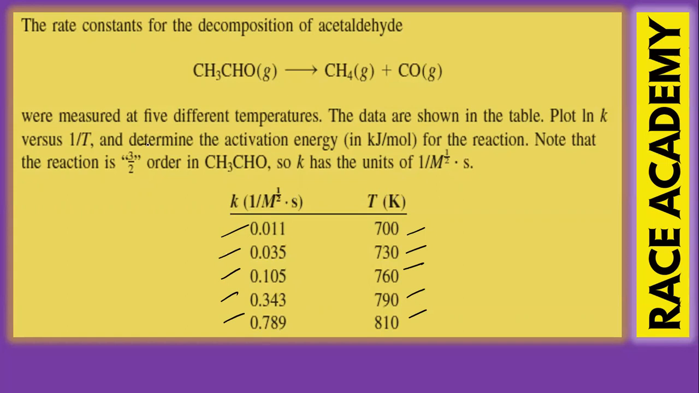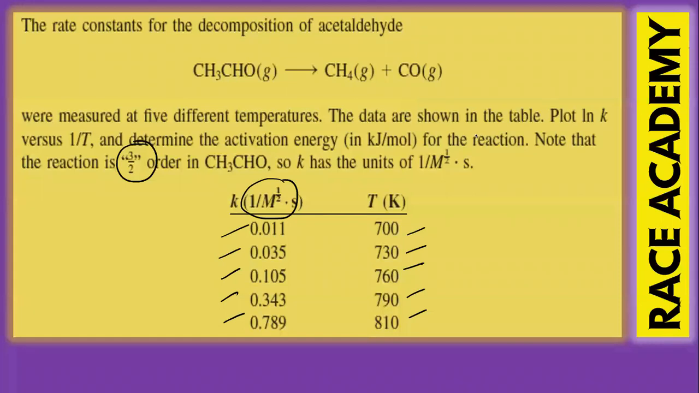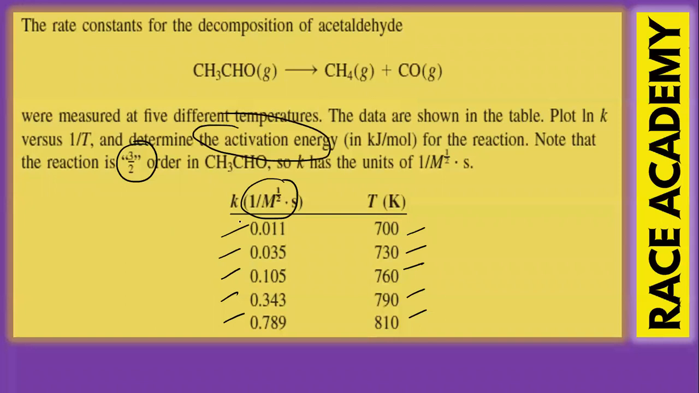But they are telling us it is a 3 by 2 order, which is fractional order. That's why the units are also given as 1 by molarity power 1 by 2 into seconds. But let us see, our Arrhenius expression can be taken because they are asking us to determine the activation energy. In this Arrhenius expression, the logarithmic form ln k can be obtained from these values.